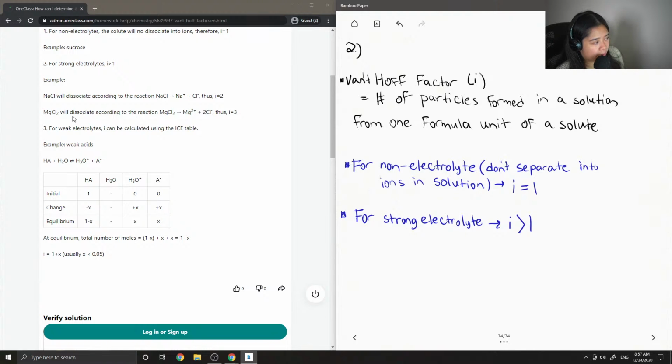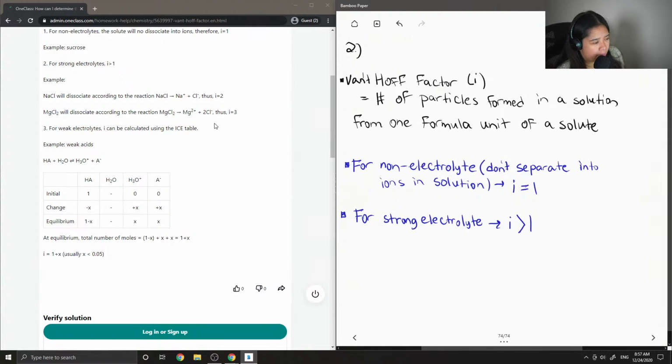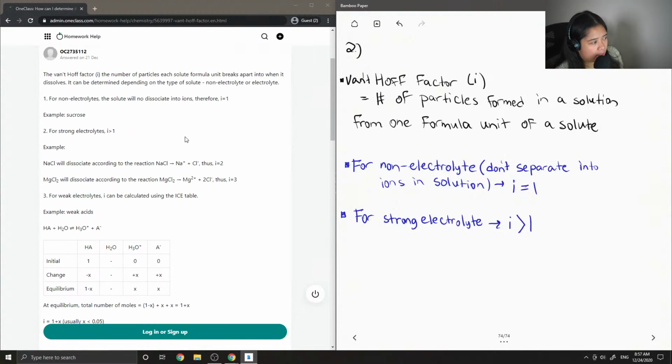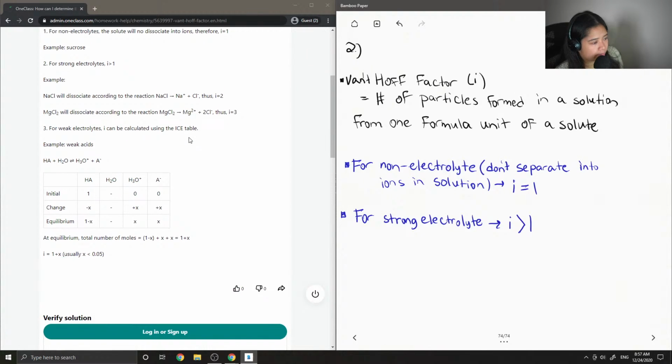For magnesium chloride, it will dissociate according to the reaction MgCl2 makes Mg2+ plus 2 Cl-. Thus, i is equal to 3. So they're pretty much counting how many ions form after it is dissociated into the solution.